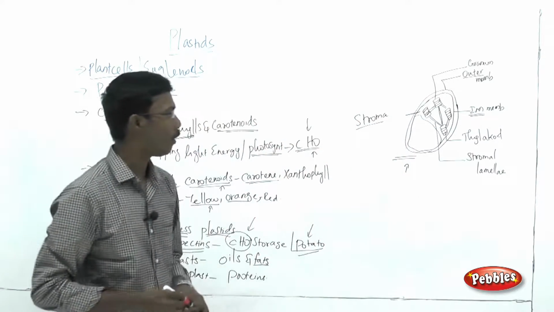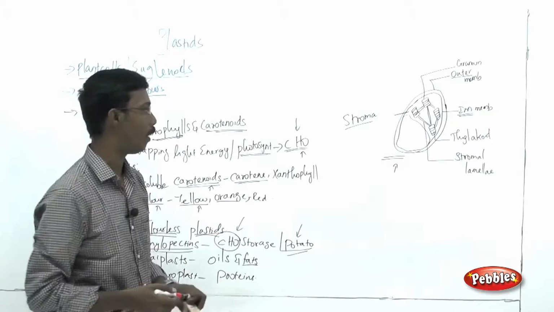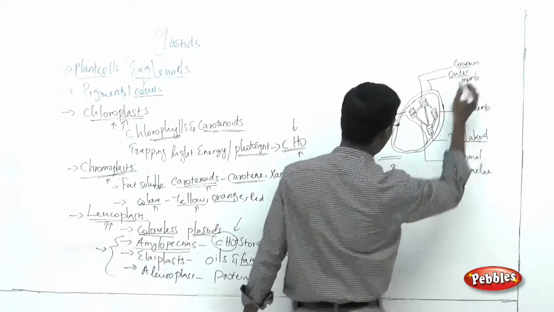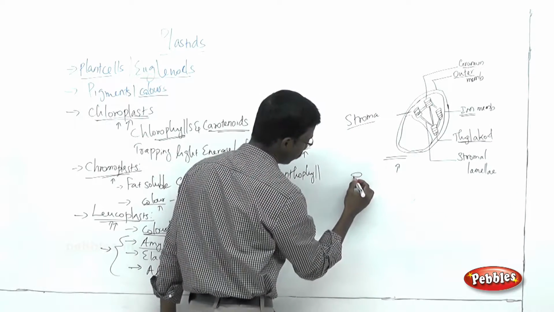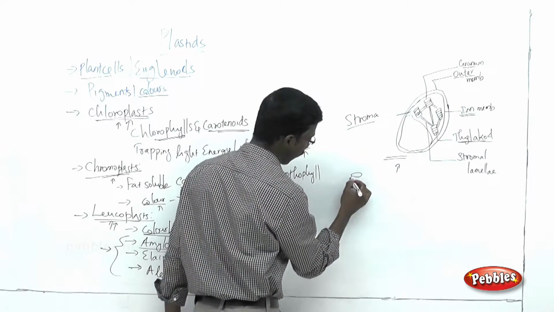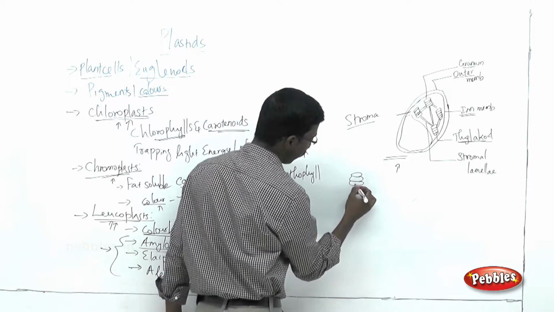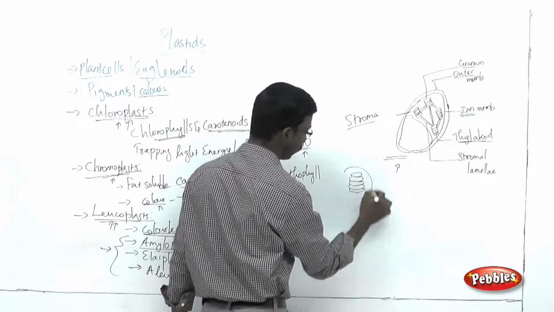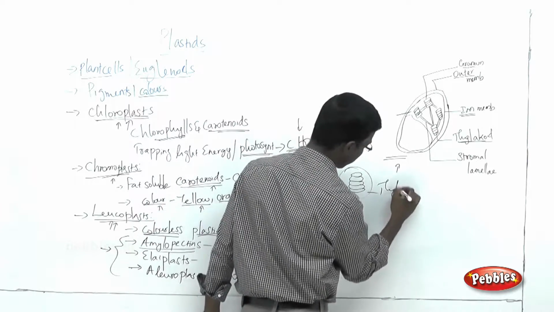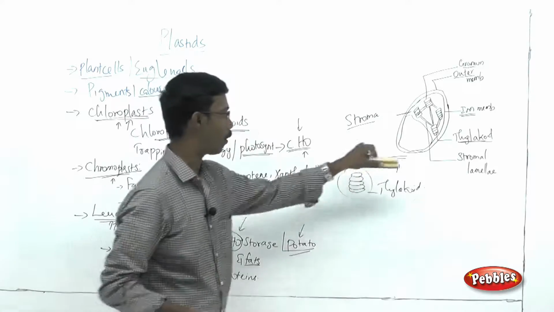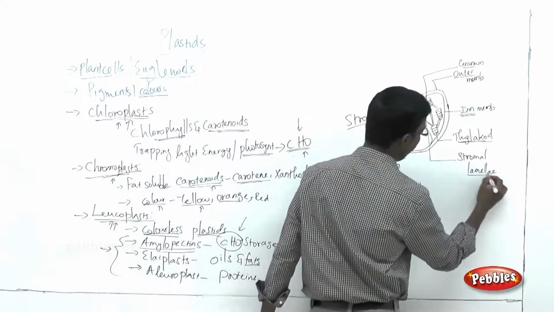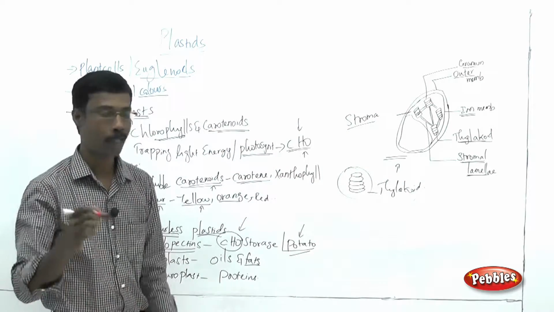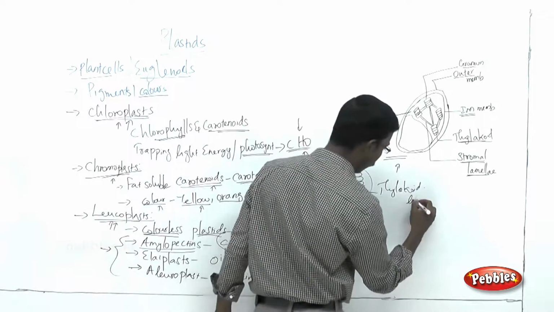Within the stroma there are structures called thylakoid. So what is thylakoid? There are some disc-shaped structures, and each structure is called granum. These grana are piled up one above each other and form the structure called thylakoid. These thylakoids are interconnected with each other by means of lamellae called stromal lamellae. Within the thylakoid there is a space present that is called the thylakoid lumen.